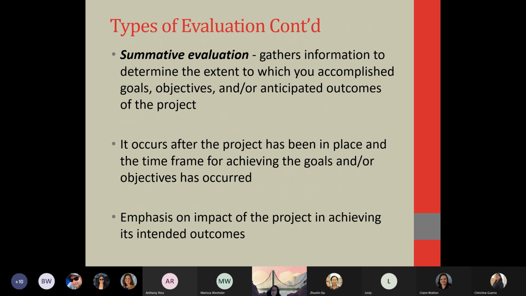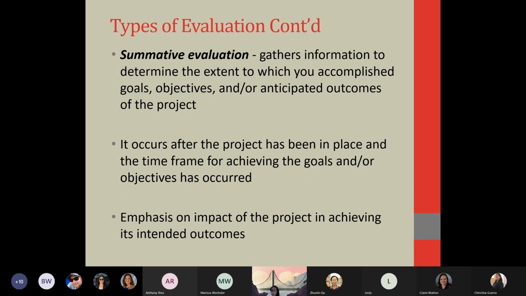Okay, so now summative evaluation, it's what it sounds like, right? It gathers information to determine the extent to which you accomplished your goals, objectives, and or anticipated outcomes of the project. So it occurs after the project has been in place and the time frame for achieving the goals and or objectives have already occurred. So the emphasis here is on the impact of the project in achieving its intended outcomes.